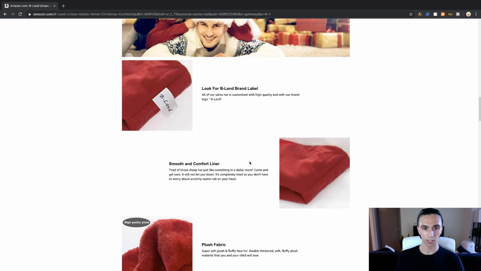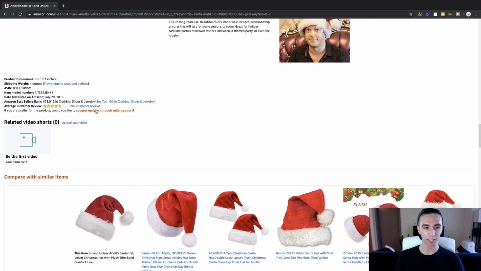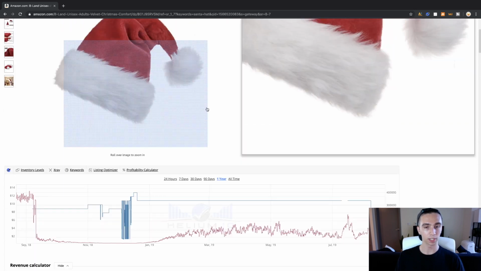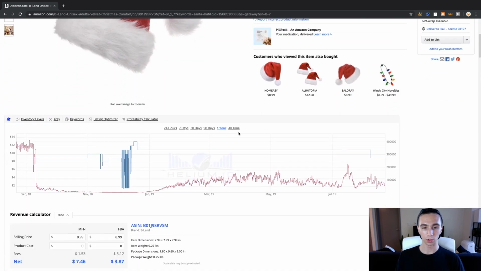What category is this? You guys would know how to determine this, right? Clothing, shoes, and jewelry. Yeah, so 100 sales rank in clothing is extremely good. So that's how you interpret this.